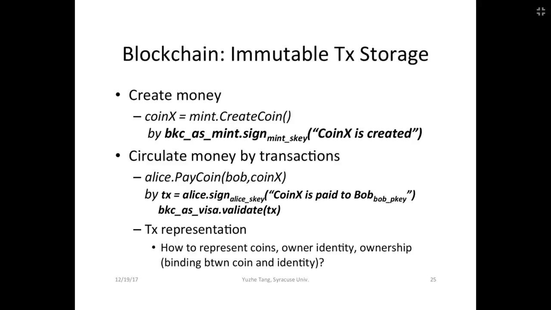And after that, the blockchain will play the role of Visa. It will validate this transaction, whether or not there is any double spending, whether or not Alice indeed has enough coin to pay in this transaction. When you materialize this design, the one key problem is how you are going to represent the transactions. For example, how you are going to represent the coins, the owner's identity, and the ownership, which means the binding between some coin and owner identity.